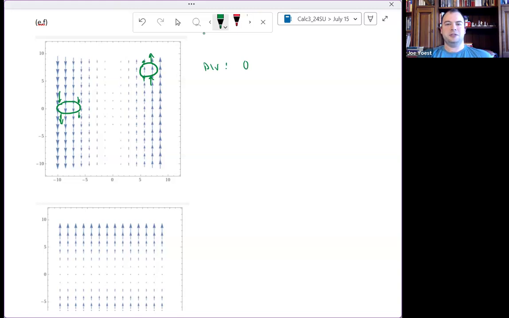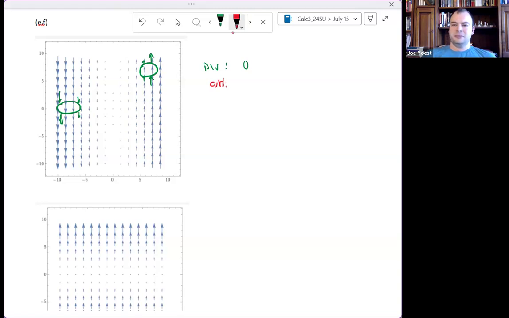I think the divergence of this field is going to be 0. Seems like anywhere that I draw a little circle, there's about as much inflow as there is outflow. And here's where it can get tricky. We might look at this and say, oh, I think the curl is 0 because it doesn't seem like the field as a whole is rotating. But we have to be careful.